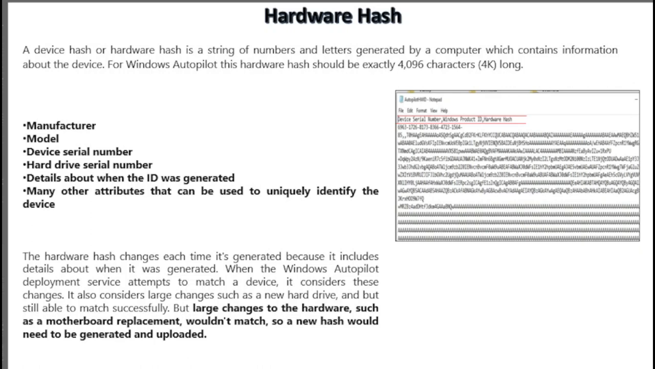The hardware hash changes each time it's generated because it includes detail about when it was generated. When the Windows Autopilot deployment service attempts to match a device, it considers these changes. It also considers large changes such as a new hard disk but is still able to match successfully. But large changes to the hardware such as motherboard replacement would not match. So a new hardware hash needs to be generated and uploaded in Intune portal.